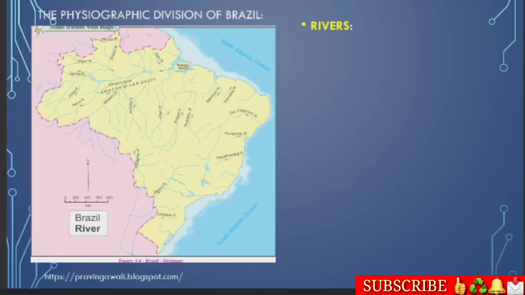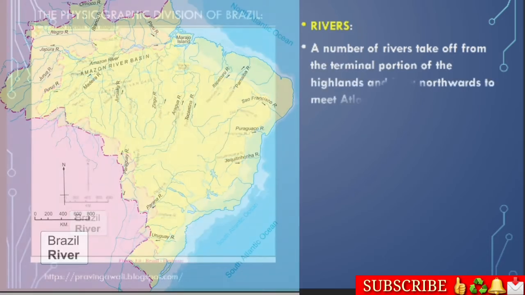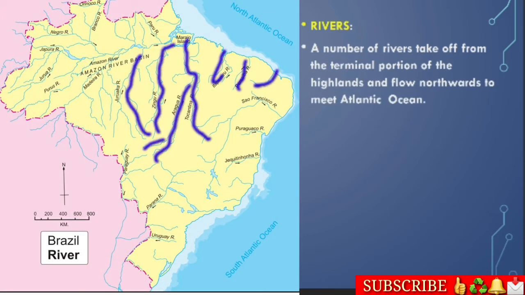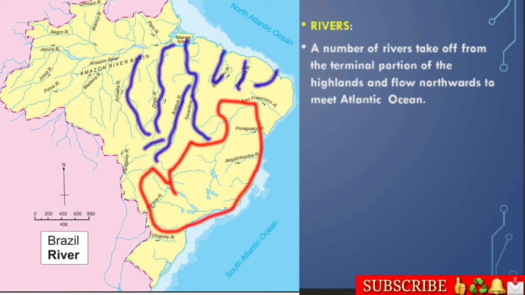Okay, students. Now, student, let's learn about the rivers. Okay, a number of rivers take off from the terminal portion of the highlands and flow northward to meet Atlantic Ocean. Students, we know that at the north side we have in Brazil North Atlantic Ocean, and most of the rivers flow towards the northern part. Okay, and the terminal portion of the highland makes the river to flow towards northern side of Brazil, or it flows northwards to meet Atlantic Ocean.